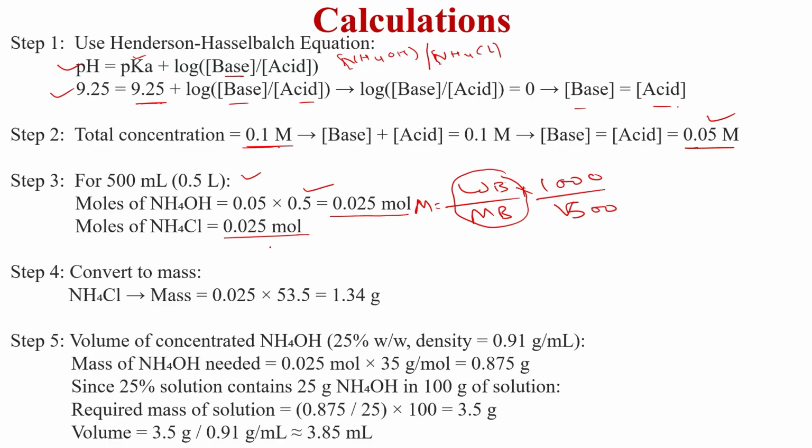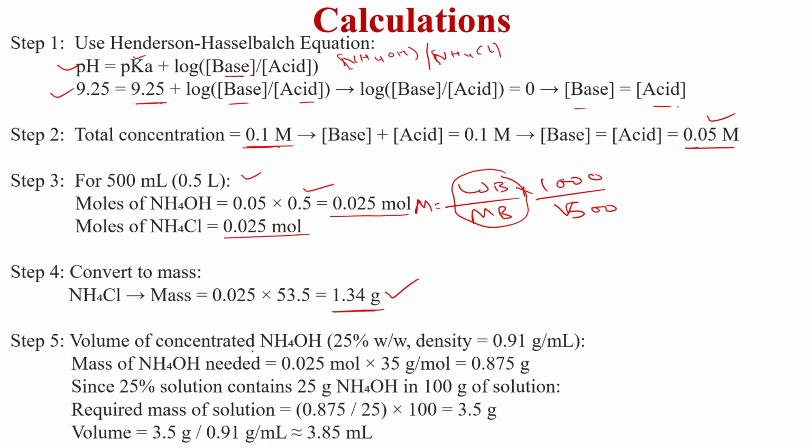Now we convert it to mass because ammonium chloride is solid. We will have 0.025 into its molecular weight, which is 53.5, equal to 1.34 gram. Okay, so molecular weight of ammonium chloride is 53.5. It is multiplied by number of moles, and we have the amount of ammonium chloride required.